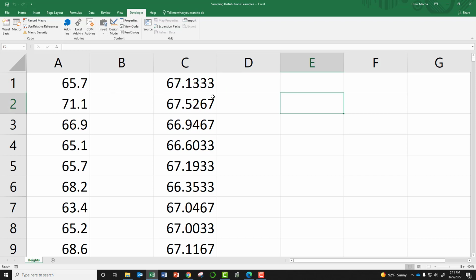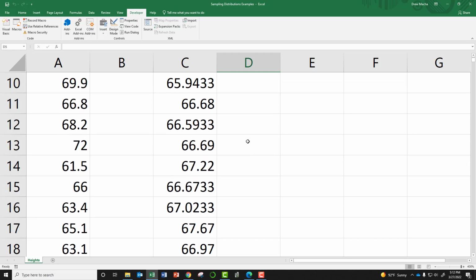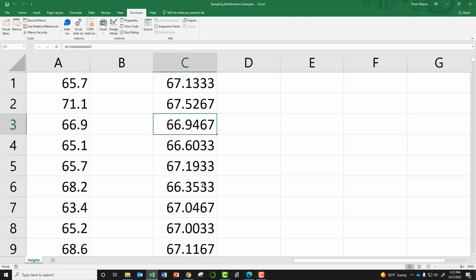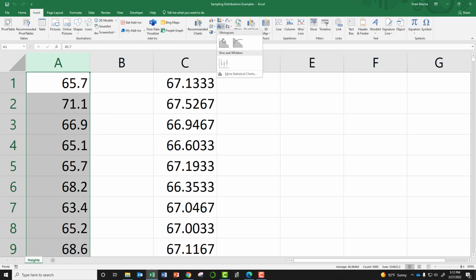Oh, I said column B, but I guess I meant column C. So anyways, column C, again, each entry in column C is a sample mean. Each entry in column A is the height of a student. So let's just quickly see, by clicking on column A, going to insert, and we want to insert a histogram.